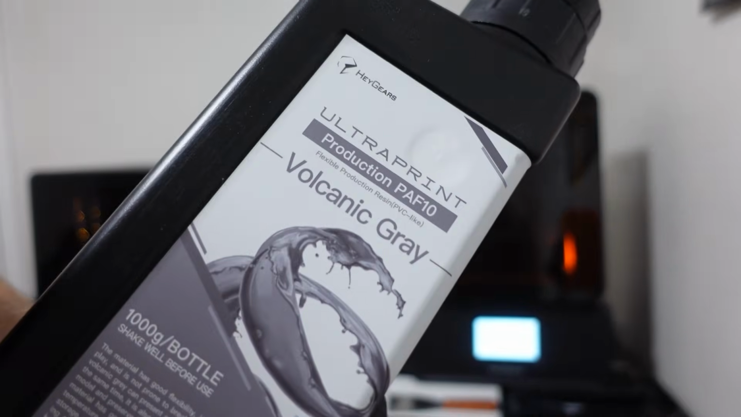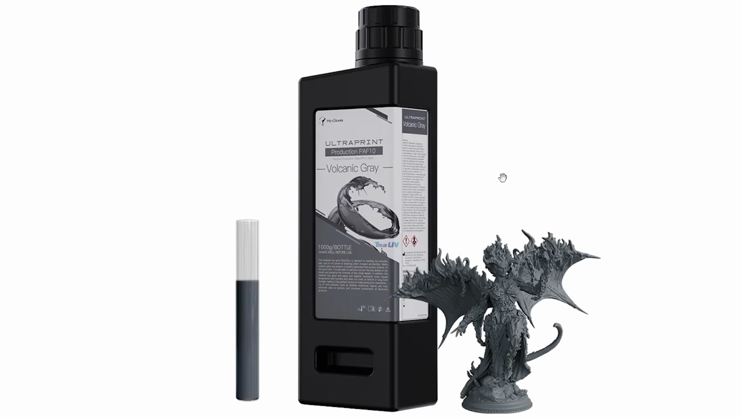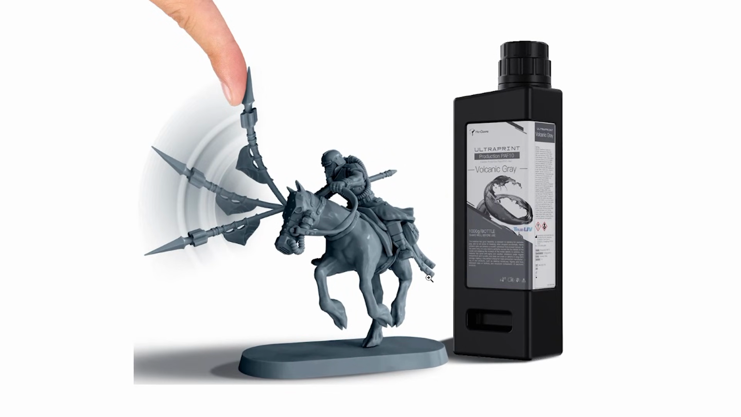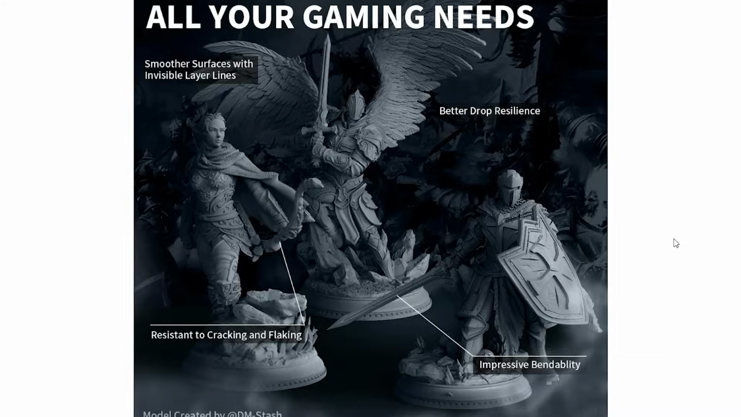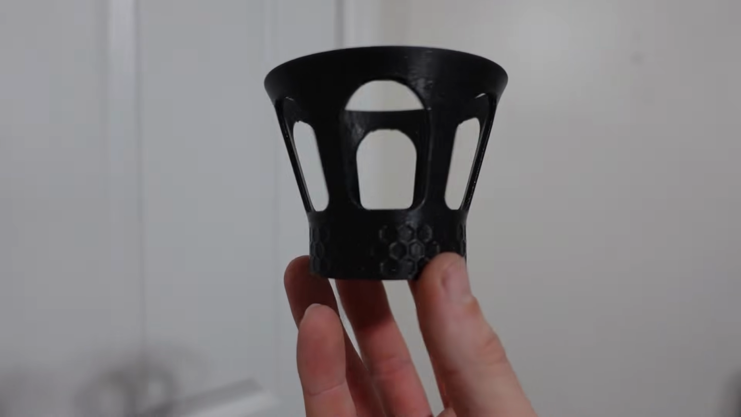Since HeyGears sent me two other resins, I decided to use the PAF10 Flexible Production Resin. This resin is a durable, flexible, PVC-like material with high breakage resistance. I began by 3D printing this screw-on filter holder I found over on Thingiverse.